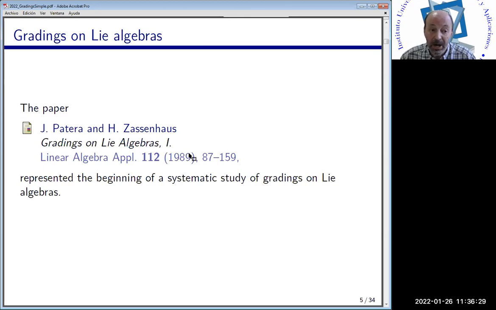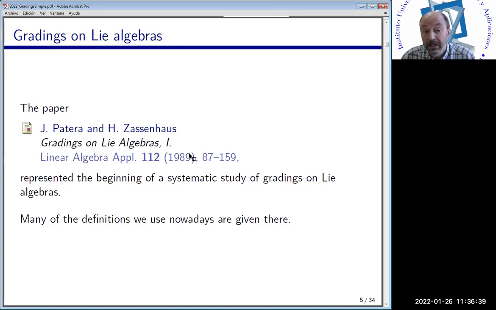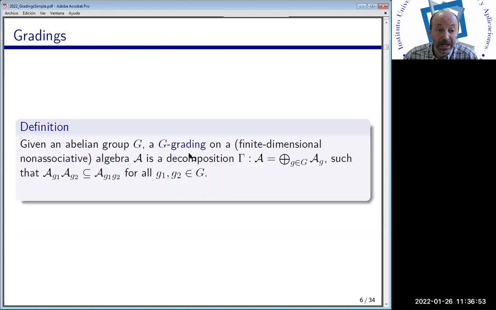And this was partly achieved later on by Patera and some collaborators. But I will talk about this later. Anyway, in this preliminary paper, several definitions were given, and these are the definitions that we use nowadays. So I guess the definition of grading, we don't need to give the definition.